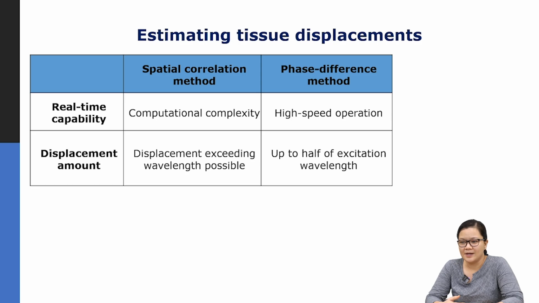The advantage of the spatial correlation method is that it can measure displacement exceeding the wavelength of the ultrasound. Another name for the spatial correlation method is actually the speckle tracking method. This is widely used. But the phase difference method, although it has better computational efficiency, can only measure displacements up to half of an excitation wavelength.